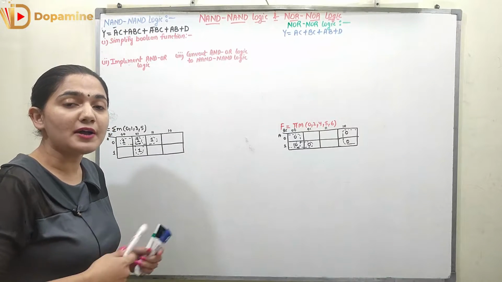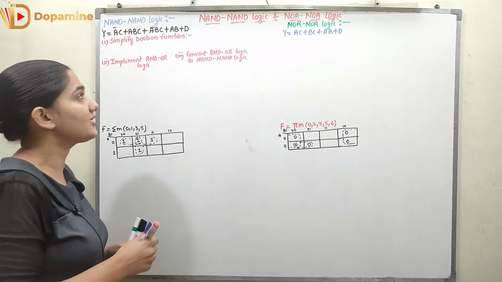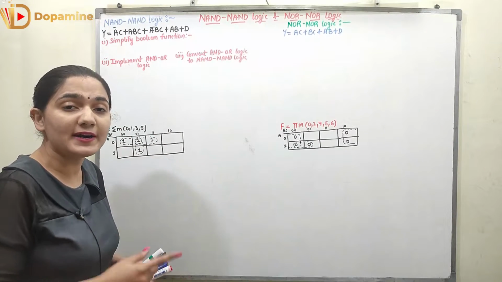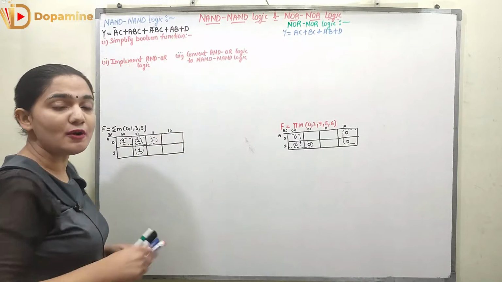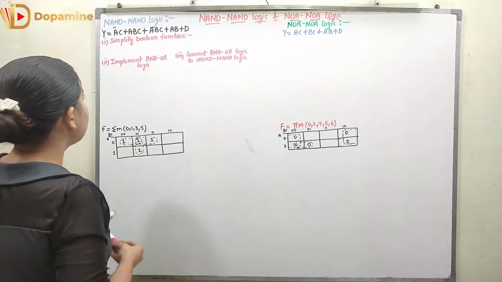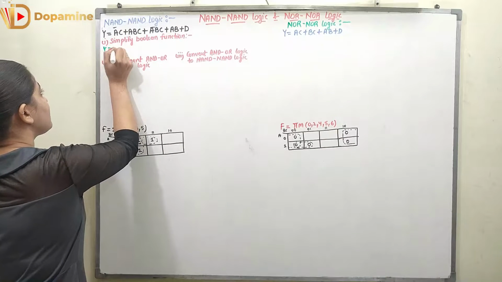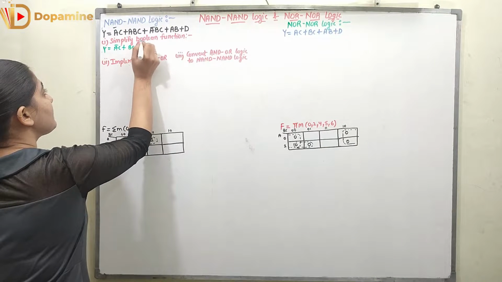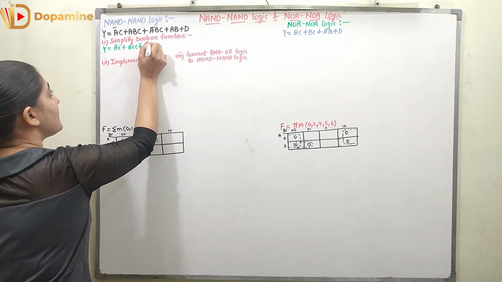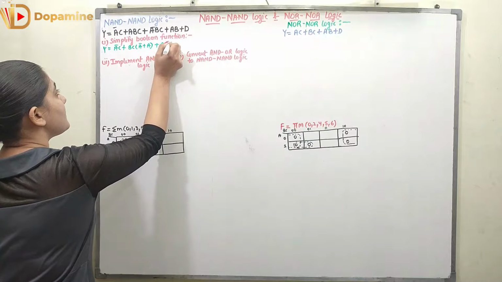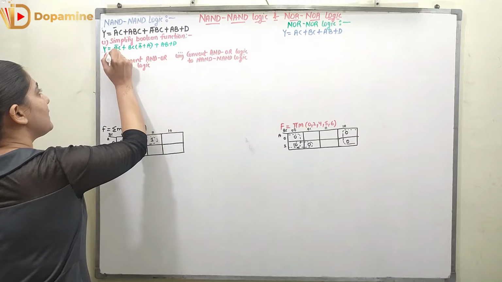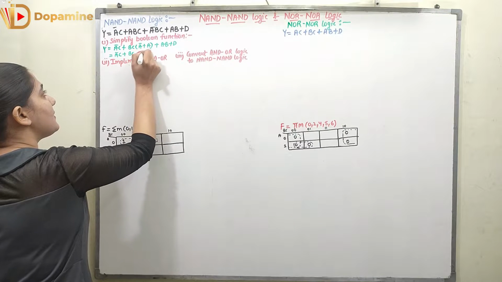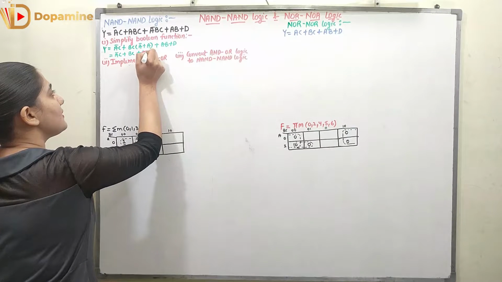The first step to convert this boolean function into the NAND logic is to simplify the boolean function, and we have to convert it into sum of product form. It is already in sum of product form. We have to now simplify it. So y is equal to a bar c plus, here I can take bc common. If I take bc common, I will have a bar plus a, plus ab plus d. A bar plus a will be equal to 1, so 1 multiplied with bc gives bc only, so I will have a bar c plus bc plus ab plus d.